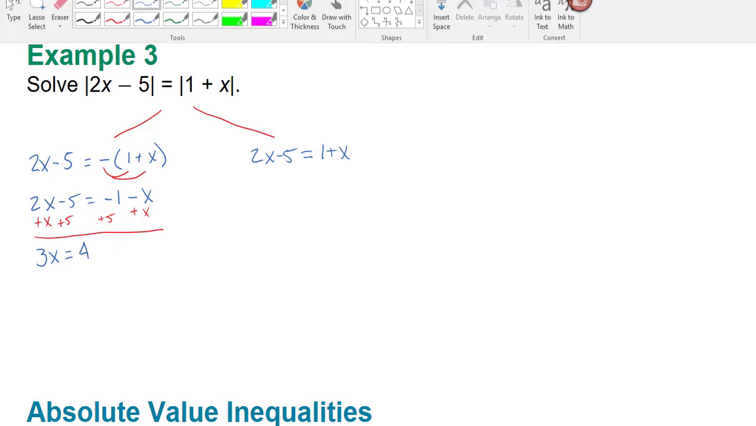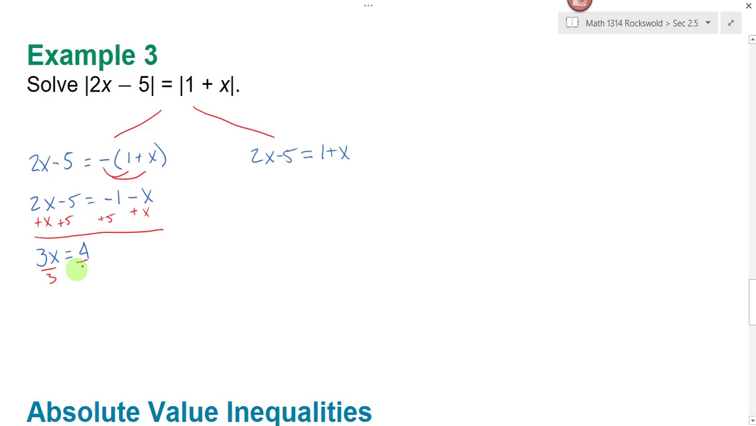How do I get that x by itself now? What you do to one side, you've got to do to the other, so we end up over here with x equals 4/3. Over here, I want to get the x's on the left, so I'm going to subtract an x from both sides and then move the 5 over by adding 5 to both sides of the equation. And 2x minus x is x. The 5's are going to cancel out. 1 plus 5 is 6, so I end up with x equals 6 for my solution on this side. So my solution set contains the two numbers 4/3 and 6.